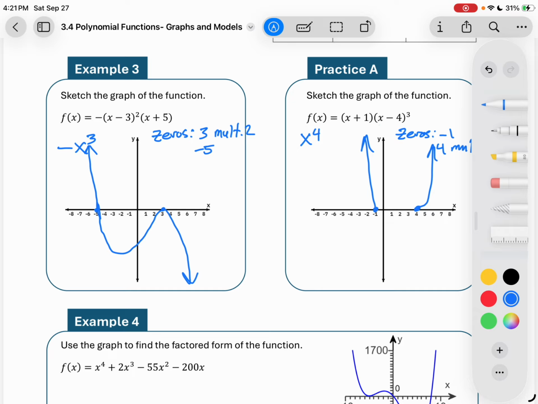And then it's going to cause a terrace point at 4 because of the multiplicity. So make it kind of flatten out there. And then it will go just straight through negative 1. It's not going to be a terrace point. It'll just cross straight through it.